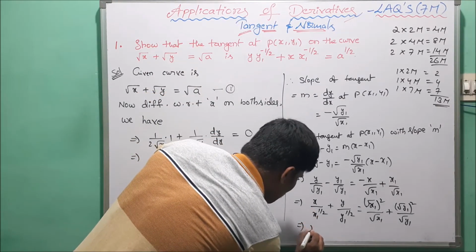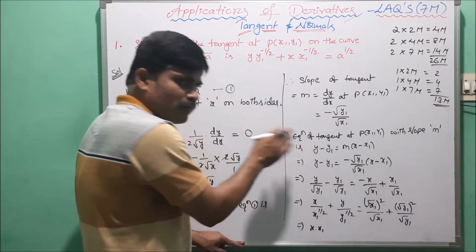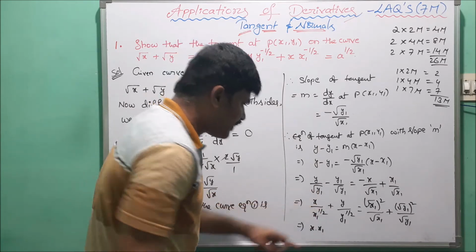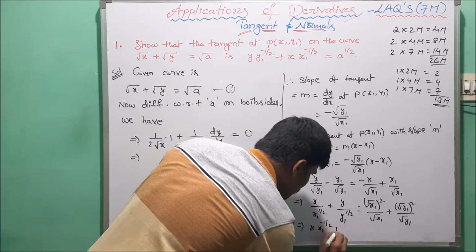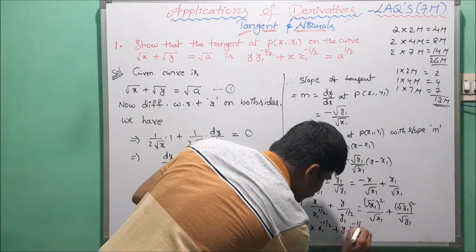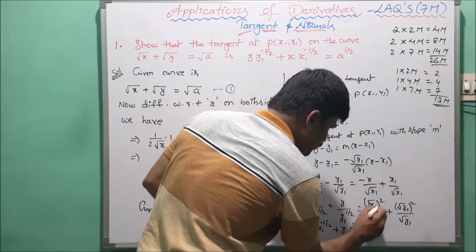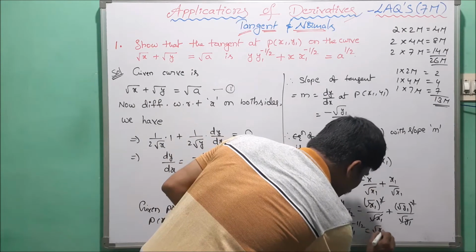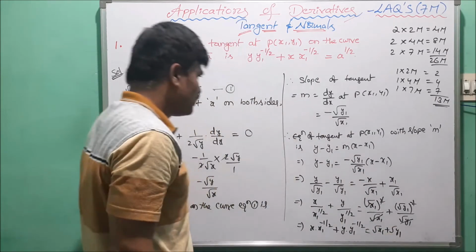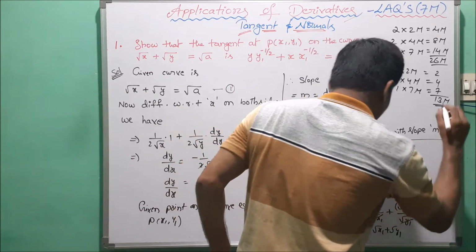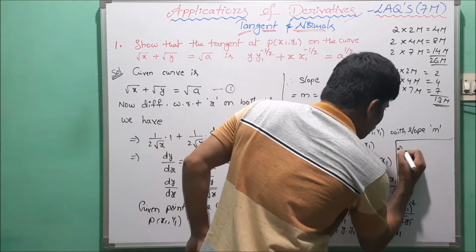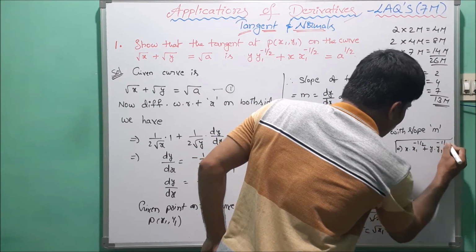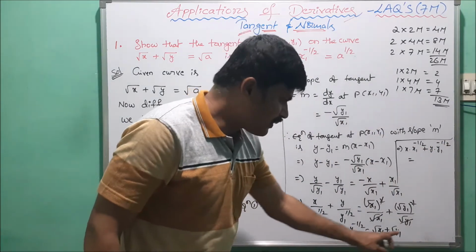Here we write x into x1 power minus 1 by 2 plus y into y1 power minus 1 by 2. One root x1 will be cancelled and one root y1 will be cancelled in both numerator and denominator. The total value on the right side is root x1 plus root y1.